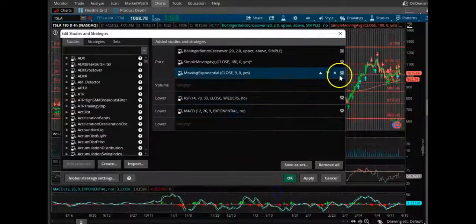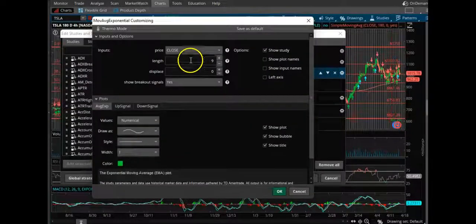Okay, that's the SMA. The exponential: close, price, length of 9, display 0, breakout signal, yes. And then I change that to green because whenever the price bars close above that green EMA line, it's basically telling me that this is money. This thing is going to keep going up. Okay, and I can track it and make sure that it's going where it needs to go. When it closes below, which I'll show you in a second, it's a negative thing. It's going to push that price down.